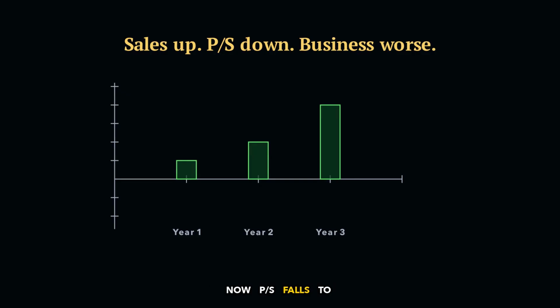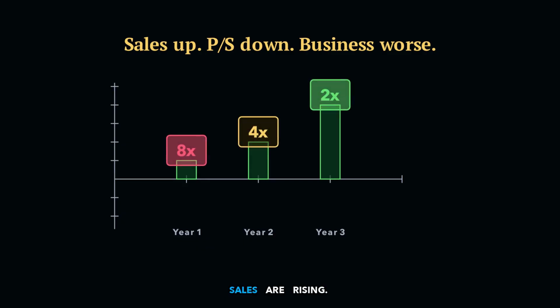Now PS falls to 2. On a finance website, this can look great. Sales are rising, PS is falling. The stock looks cheaper, but now reveal the losses. To get $100 of sales, the company lost $20.